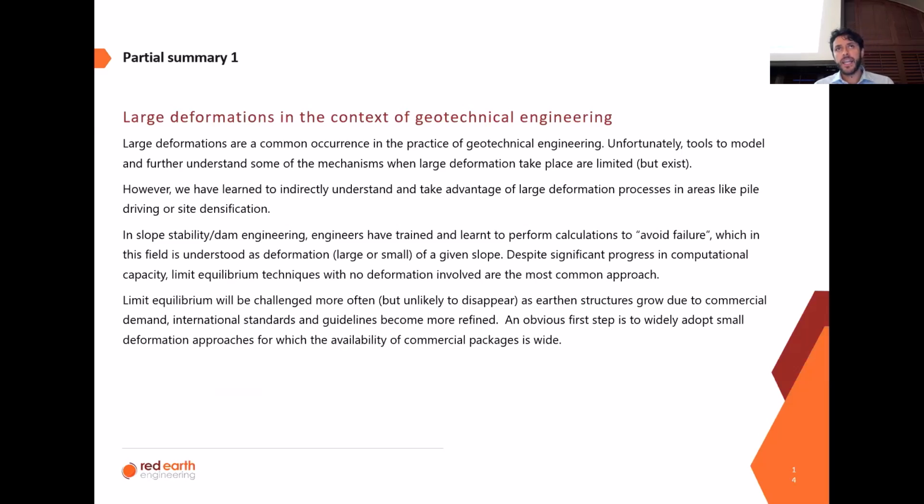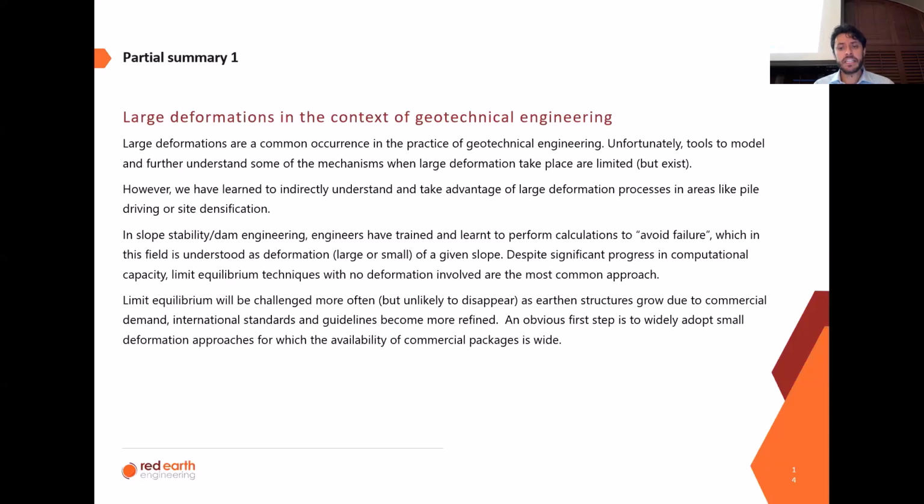We have learned the behavior of large deformation. We have learned how to deal with it, like in fields like pile driving, for example, or when you want to apply site densification for a structure. But we face some challenges, and one of them is because geotechnical engineers have been trained to perform calculations to avoid failure, which in our field is understood as large deformations, either large or small, of a given slope or a dam.